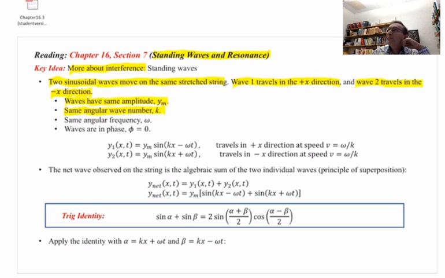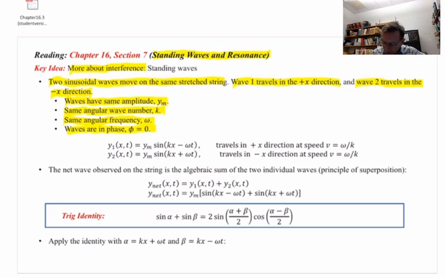We're going to give them the same amplitude, y max, the same angular wave number, k, and since k equals 2 pi over lambda, the wavelength, they have the same wavelength. Same angular frequency, omega, and since omega equals 2 pi f, they have the same frequency, f. Or omega equals 2 pi over the period, so they have the same period, capital T. And I'm even going to take them to be in phase with each other, phi equal to 0.